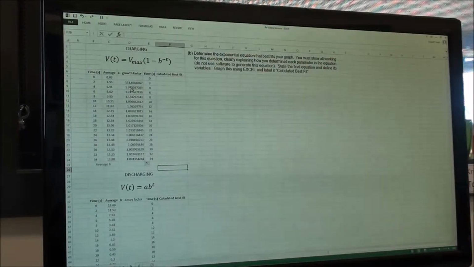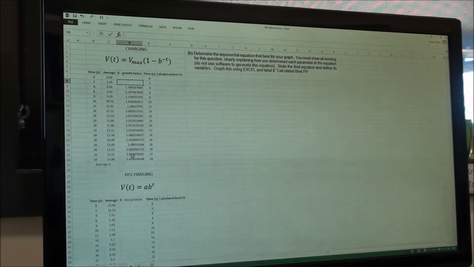Most of them are less than 2. In fact, all of them are less than 2 except for this one. So that's what I would call an anomaly. I just want to delete that one, get rid of it, because it's going to mess up the rest of our results. Because what we want to do now is find the average growth factor.